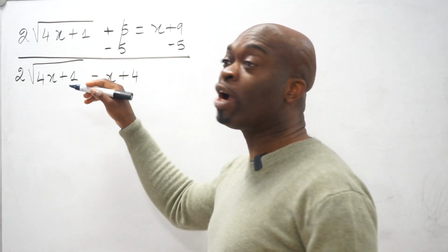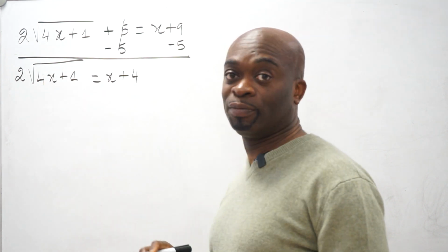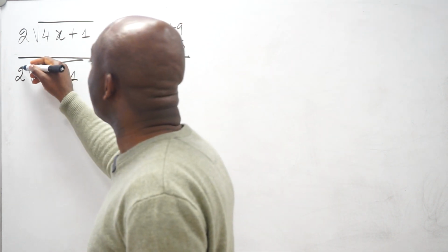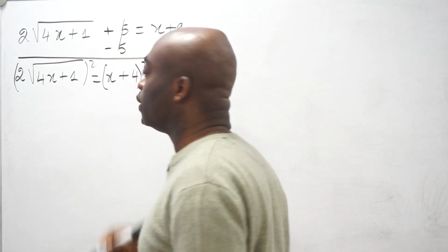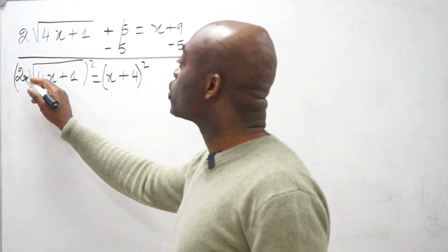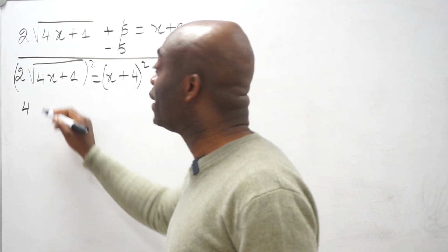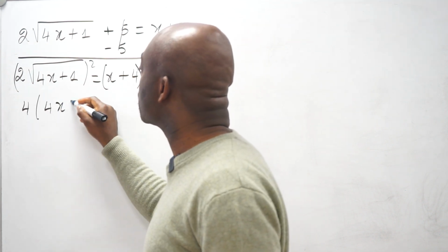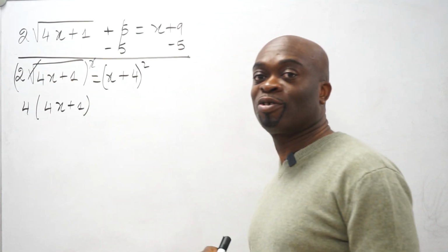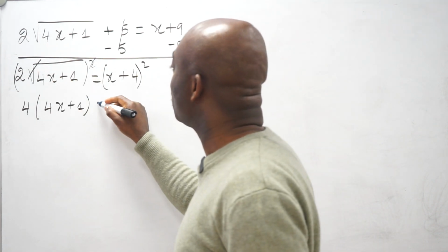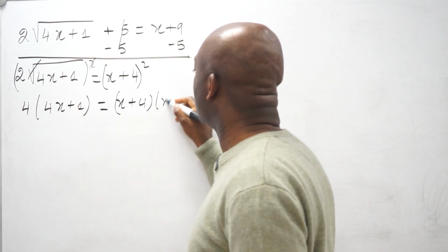So that means we can square both sides, because remember, our goal here is to remove the radical. And to remove the radical, we can square both sides of the equal sign, correct? So that will give us what? 2 to the second power is 2 times 2, which is 4, and then that will be times 4x plus 1, because remember, these also will be crossed out. And that will be equal to what then? That will be x plus 4 times x plus 4.